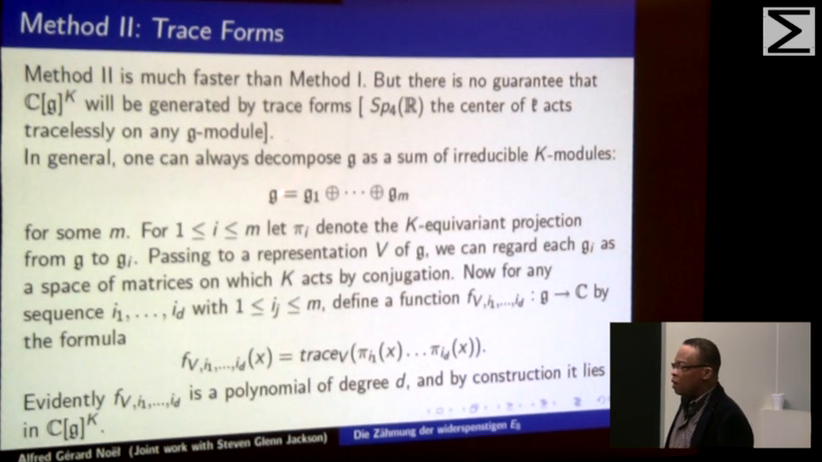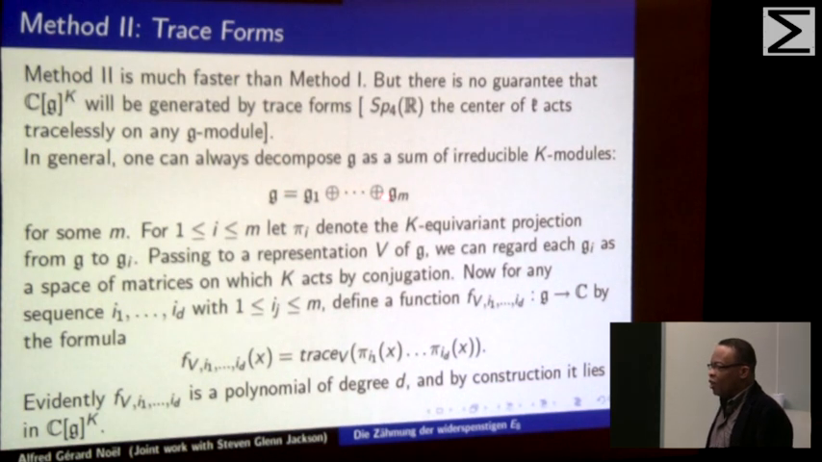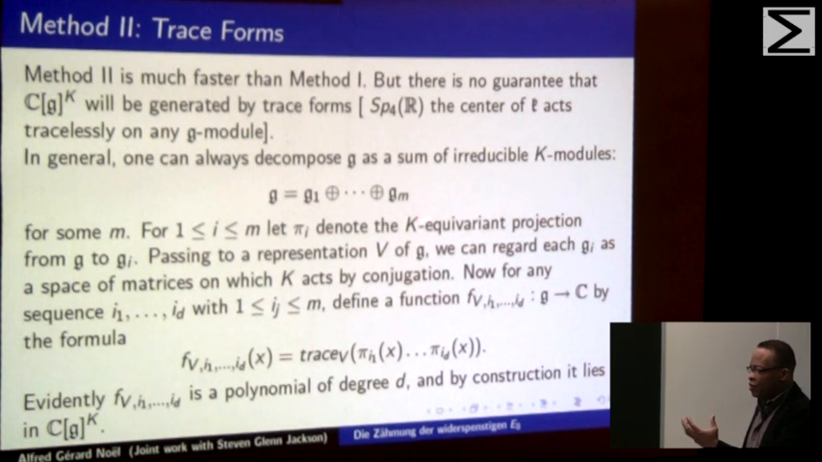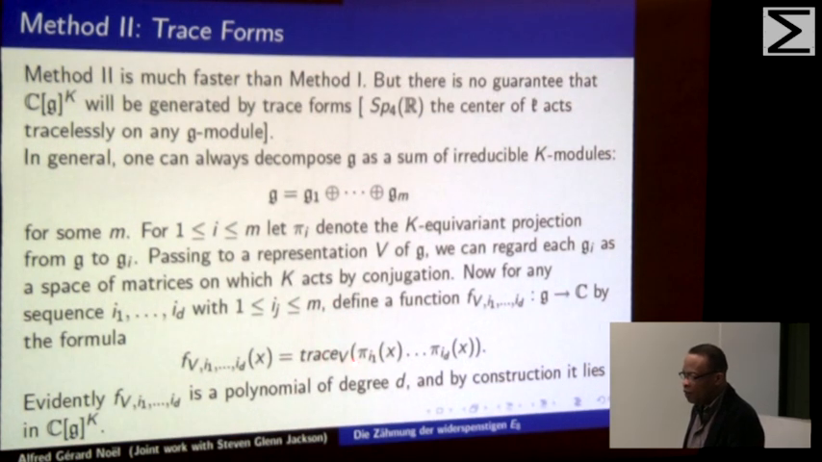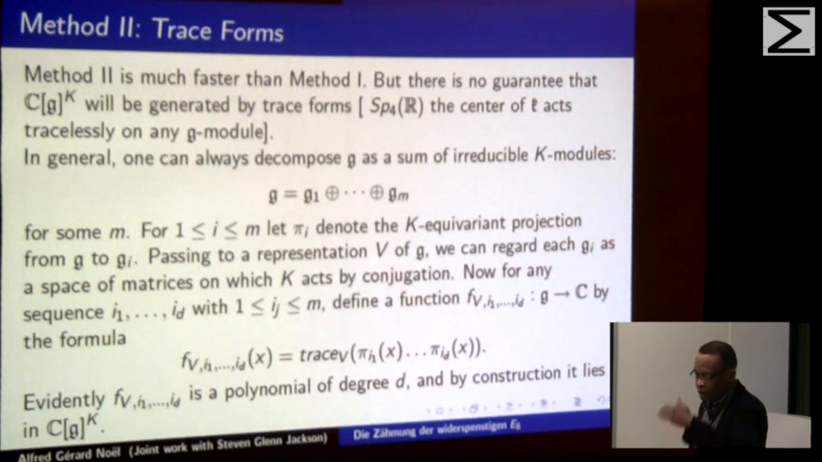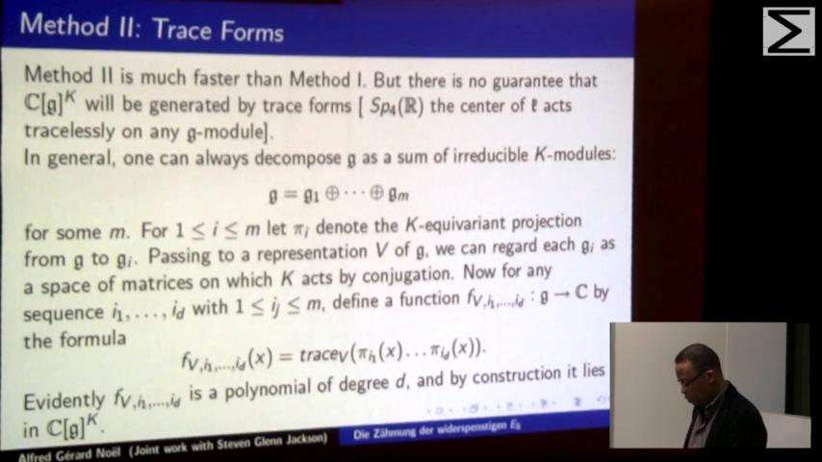So here is what's going on. Choose what I would consider a good representation of K. And now the pi of K_i, whatever they are, those finite dimensional representations, you can take of them as matrices. And in this case, since A is a piece of matrices, we can look at the composition there, and we just basically take the trace. So it will be a polynomial of degree d, and the way you construct it, because we are taking K-equivariant projections, you will be sitting inside of a C[G]^K, so you're kind of taking the K piece.